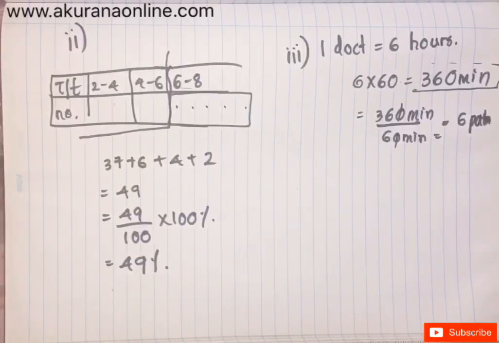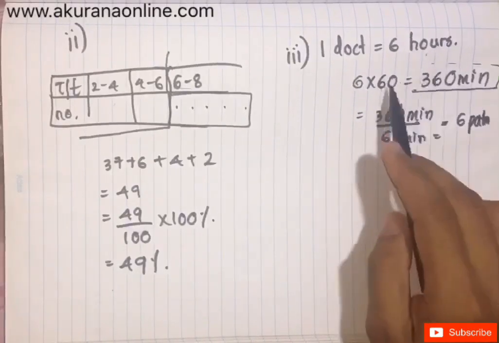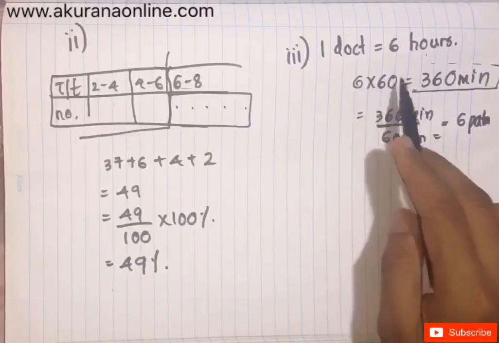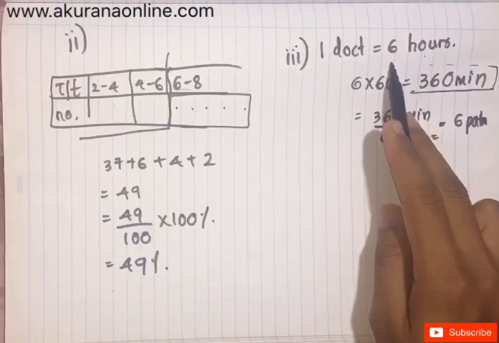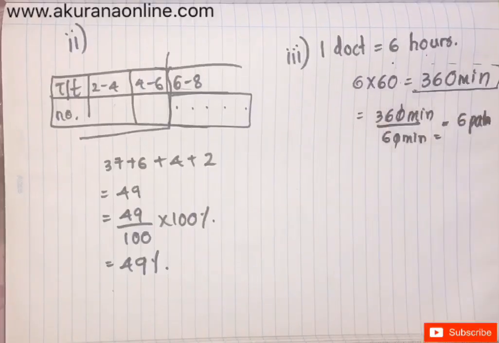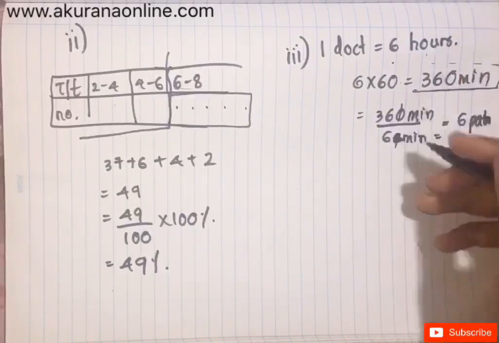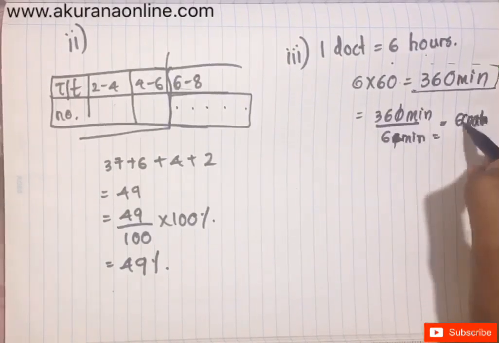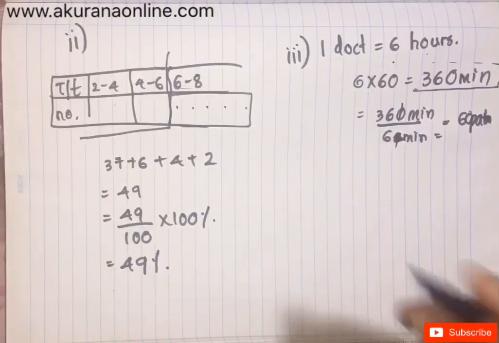So no, did I make a mistake? 6 multiplied by hours, one doctor. He spends 6 hours. Yes, 6 hours per day. So you multiply 360, sorry, it should be divided by 6 minutes. It's not 60, it's 6. Okay, therefore you will get 60 patients altogether. One doctor examines 60 patients per day.